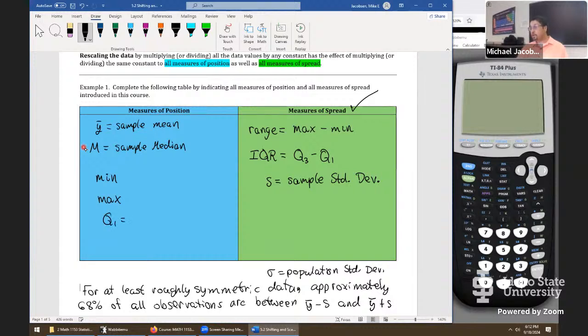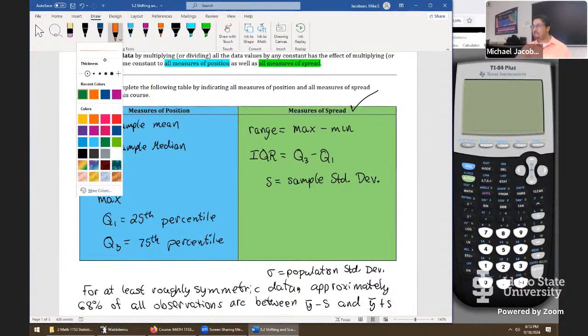We could call it quartile 1, but if we're thinking of measures of position, it's probably better just to say 25%. Better just say 25th percentile, because that reminds us it's position. So it's the 25th percentile. And last is quartile 3, which is the 75th percentile.